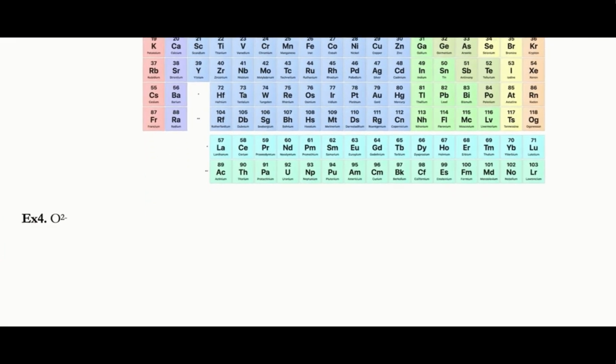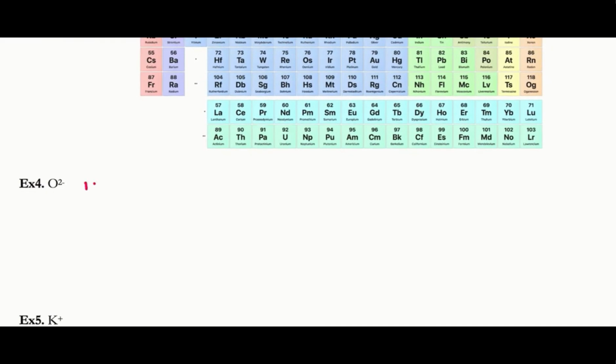So while originally the electron configuration was 1s2, 2s2, 2p4, I'm going to add 2 electrons to it, making this 2p6, because you add and take away electrons from your highest energy level. So in this case, it would be 2p. All right, so that's the only thing that's different. When I have a 2- charge, I add electrons. When I have a negative charge, I add that many electrons to the electron configuration. When I have a positive charge, I take away that many electrons.